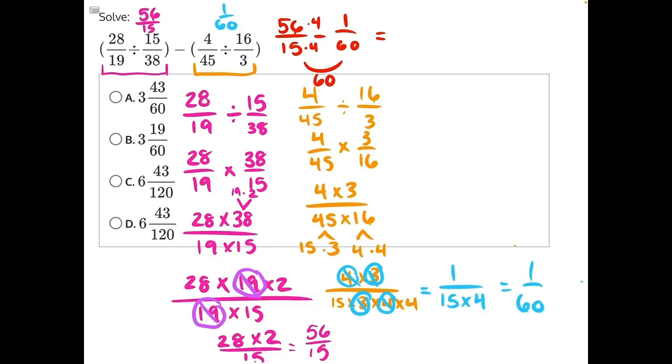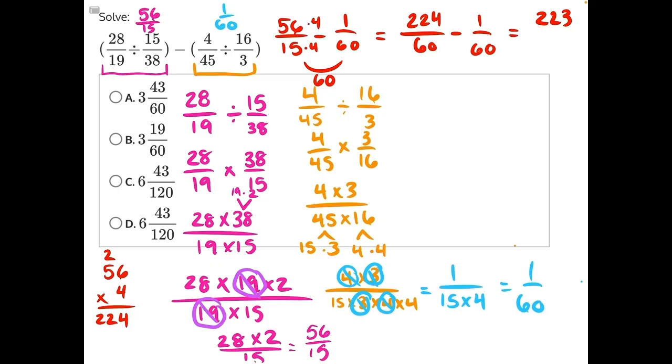So this is going to look like, we'll do 56 times 4 down here. 4 times 6 is 24, carry the 2. 4 times 5 is 20, plus 2 is 22. So we will have 224 over 60 minus 1 over 60, which will give us 223 over 60 as our final answer, or almost our final answer, because now the last thing we need to do is simplify it into a mixed fraction.